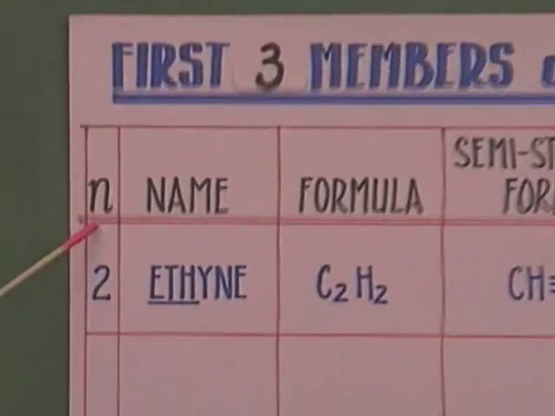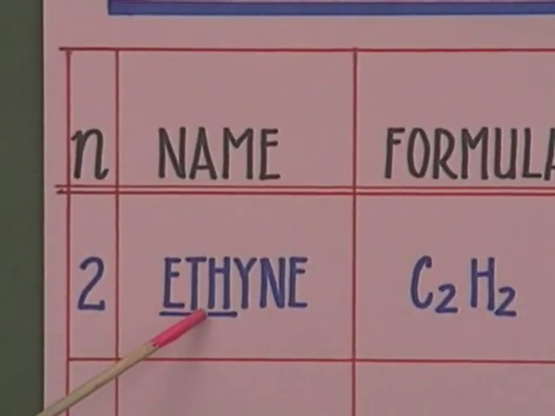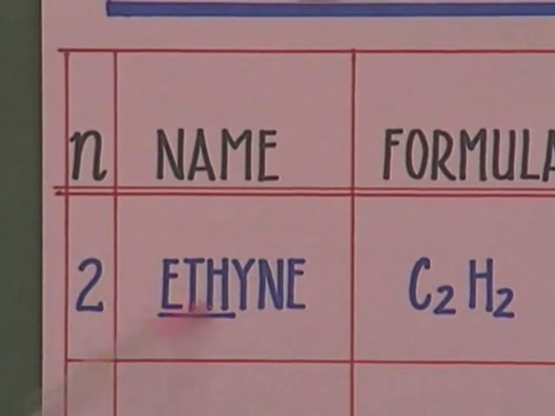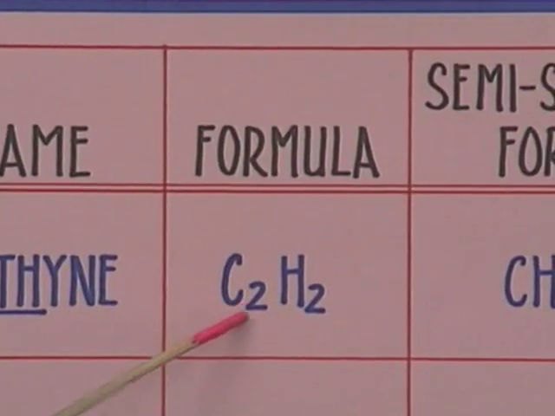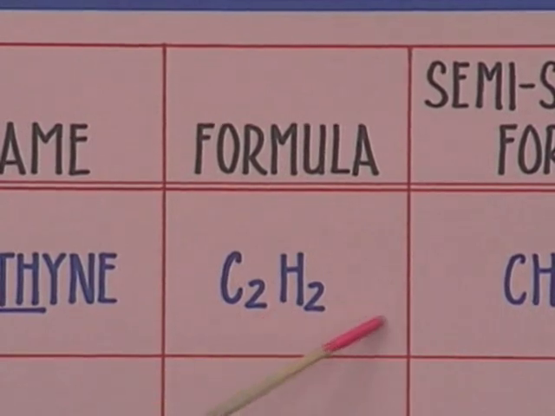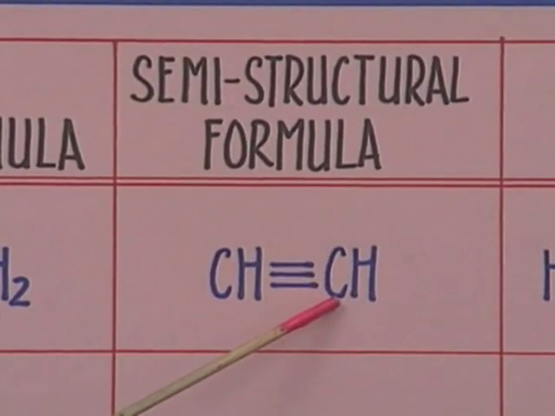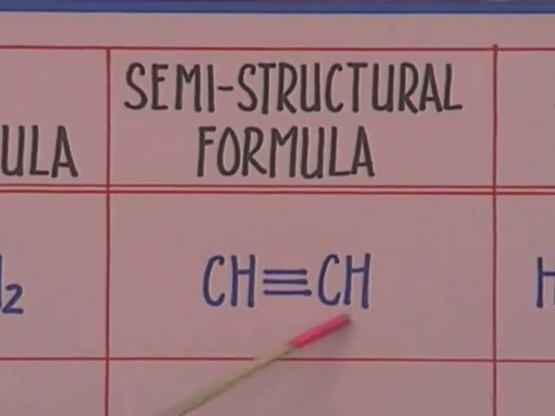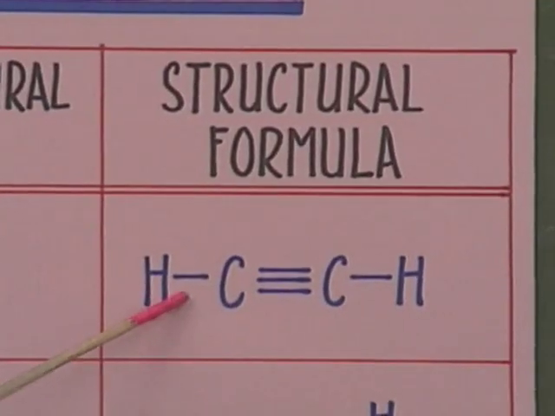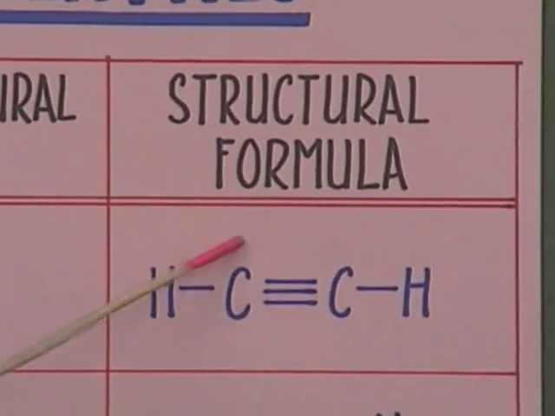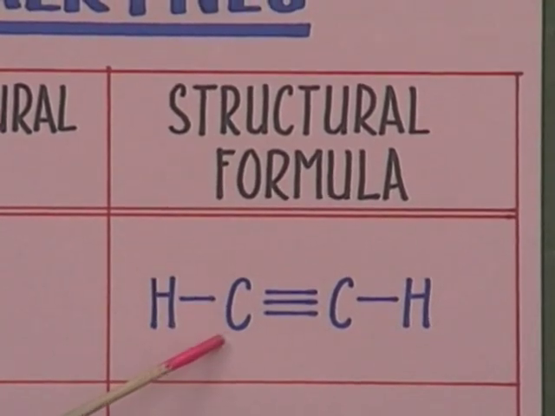The first member has n equal 2, which is ethyne. Eth is the numeral prefix for 2 carbon atoms. And we have 2 hydrogen atoms. This is the semi-structural formula with a triple bond between the carbon atoms. And here we have the structural formula. We can again see that each carbon is surrounded by 4 covalent bonds as usual.